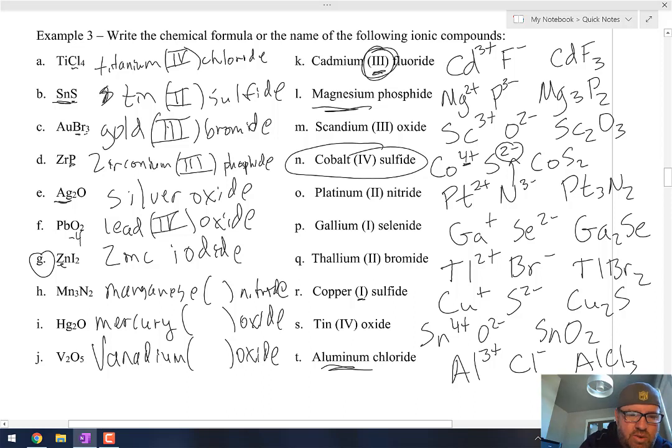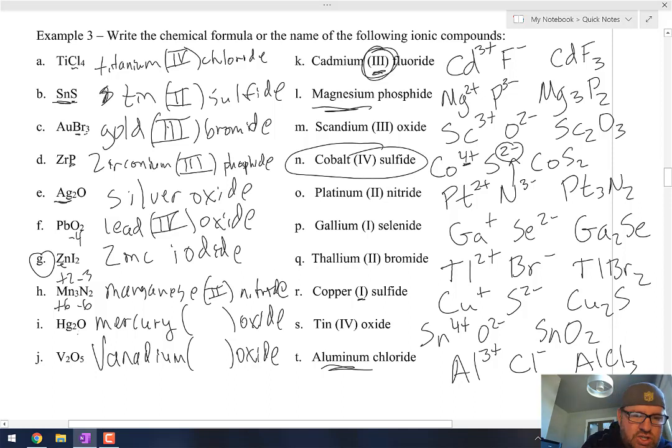Okay, so nitrogen has a -3 charge, and there's 2 of them. So that makes it -6 all total. So that means that the manganese all total has to be +6. But there's 3 manganeses, so 6 divided by 3 is +2. So that means that the manganese is 2. Okay, so manganese 2 nitride.